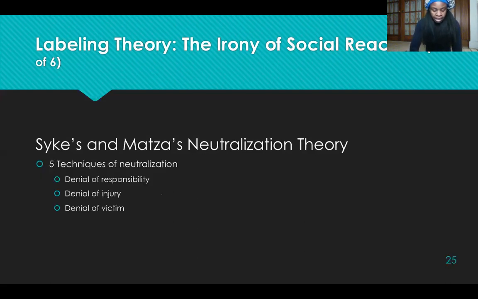Okay. NT, or neutralization theory, has given rise to Sykes and Matza's five techniques of neutralization. These five techniques of neutralization are denial of responsibility, denial of injury, denial of a victim, condemnation of the condemners, and an appeal to higher loyalties.